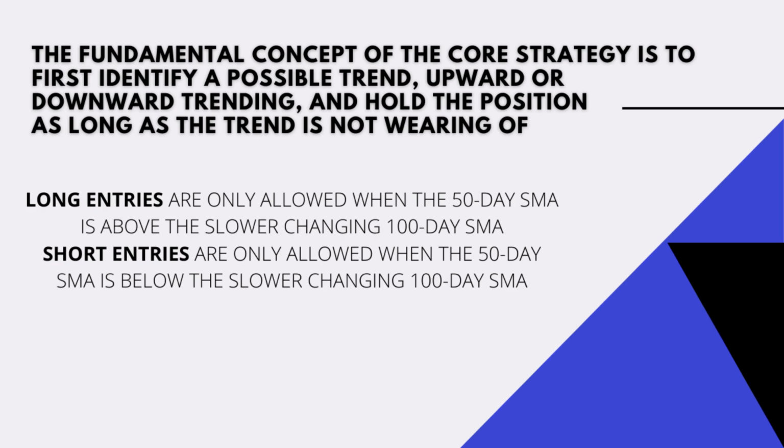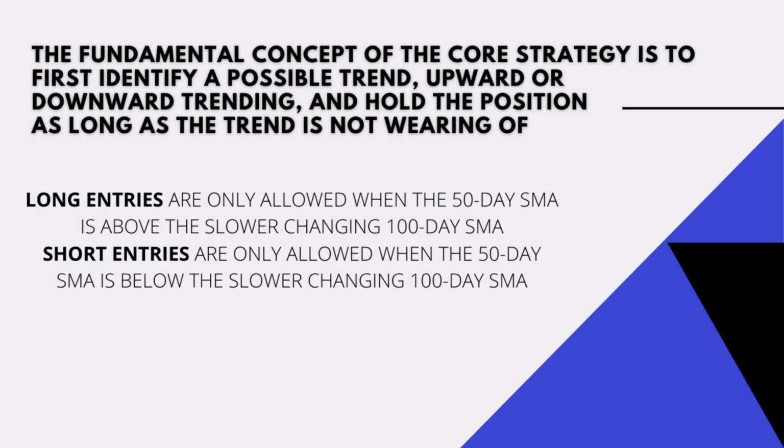as follows. Long entries are only allowed when the 50-day simple moving average is above the slower changing 100-day simple moving average. This is the first part of the trend filter. Short entries are only allowed when the 50-day simple moving average is below the slower changing 100-day simple moving average. This is the second part of the trend filter.